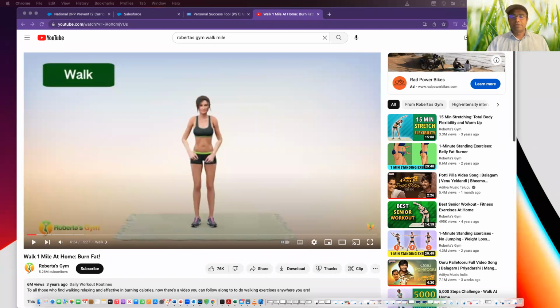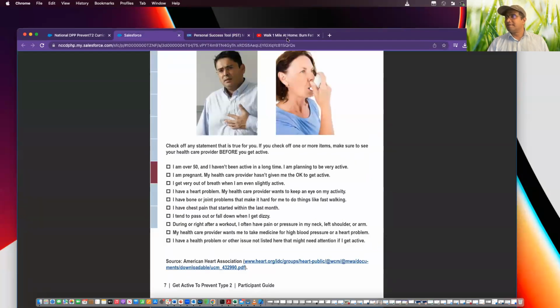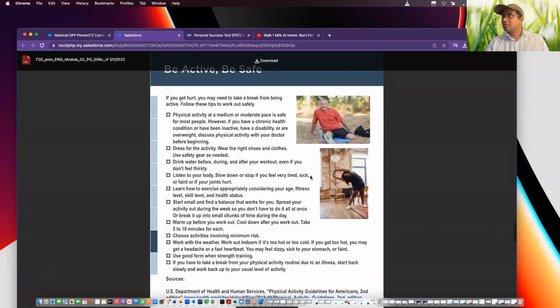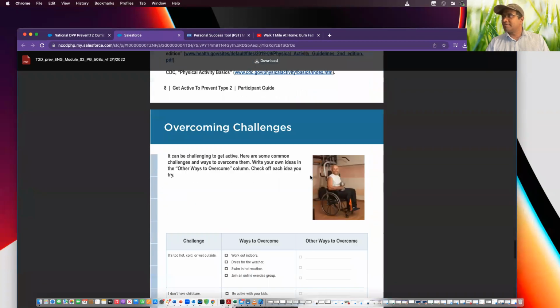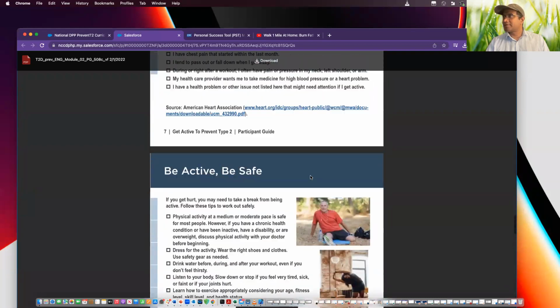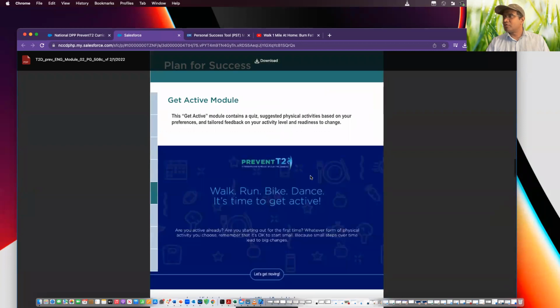Okay. So now let's look at pages 5 and 6 of the activity module. So be active, be safe. Sort of overcoming challenges. So I guess you go back to the 5 and 6.